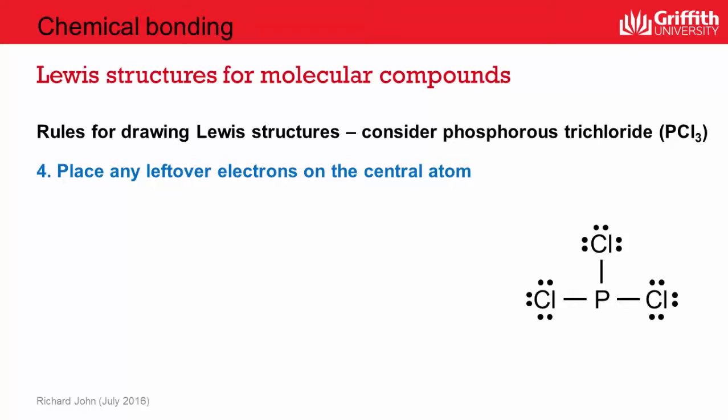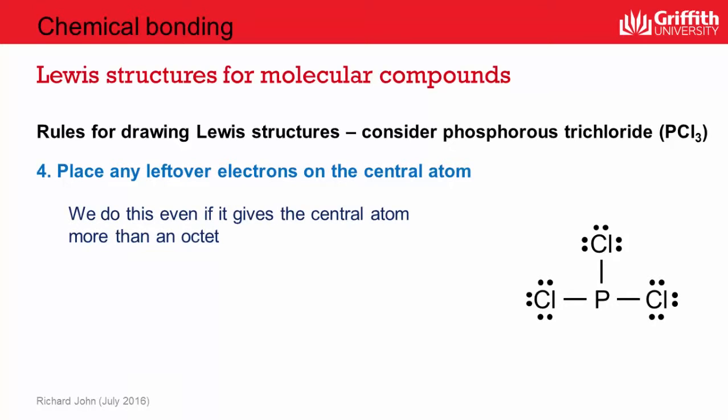What we do now is place any leftover electrons on the central atom, and we have 2 leftover electrons. We do this even if it gives the central atom more than an octet, and we'll discuss exceptions to the octet rule later on. So there are the 2 leftover electrons, and we place them on the central phosphorus atom.